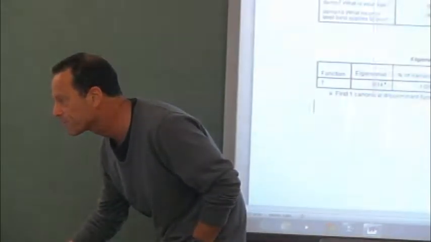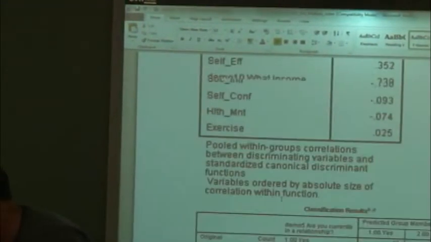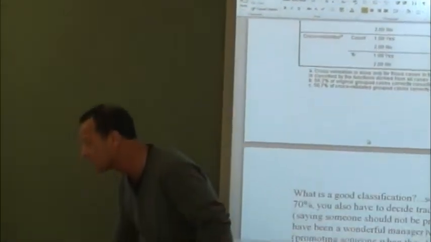Let's do the test of significance. No, p is 0.791. So the function is still not significant. It still unfortunately is not significant. But we do have better classification, so it kind of helps a little bit.